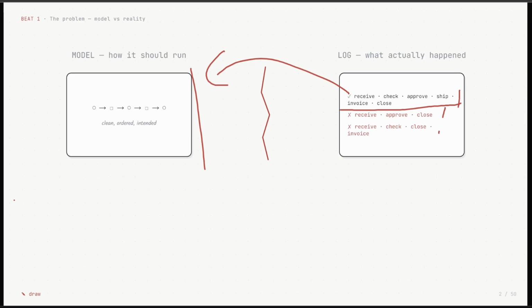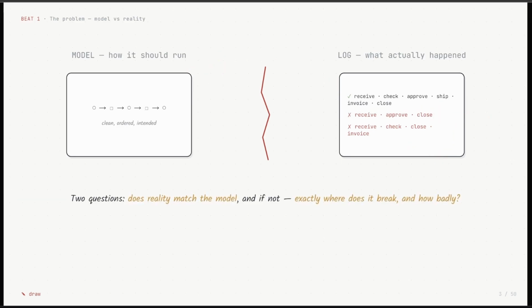But then we have these two traces, which are problematic because we are missing the check. So the check is missing. And also we are missing the ship and the invoice part in this trace, sorry. And in this one, we are missing also some events. So we have two questions. First of all, does reality match the model? And second question is, if not, exactly where does it break and how badly?